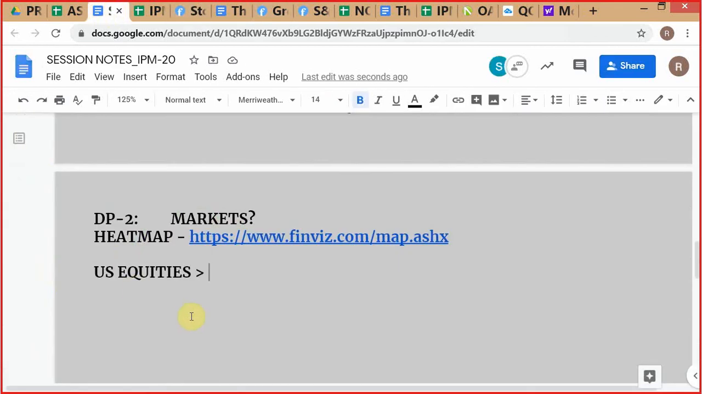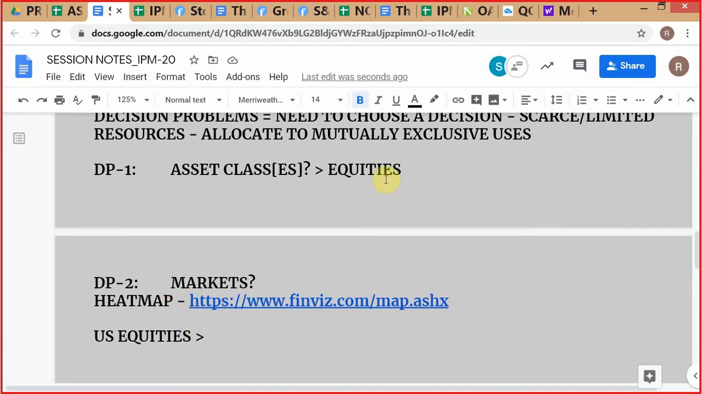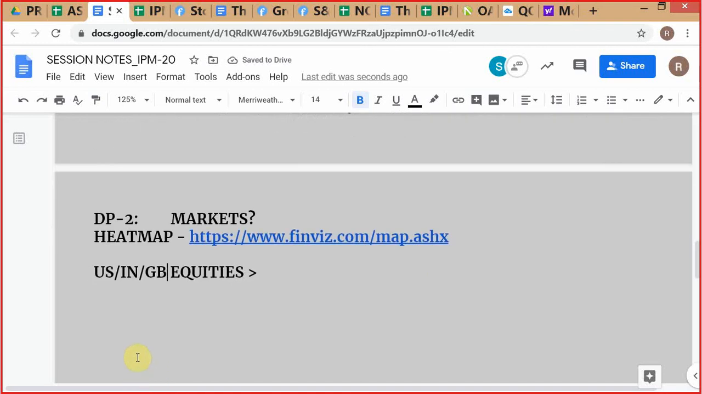When you have decided to become an equity investor, you have to also choose which equities: US equities, Indian equities, UK equities will be GB. If you go to British websites, it will be .GB because GBP is the currency symbol. So Indian equities will be .IN. Then you can go to German websites, they will be .DE because the Deutschmark symbol was DE. All right.